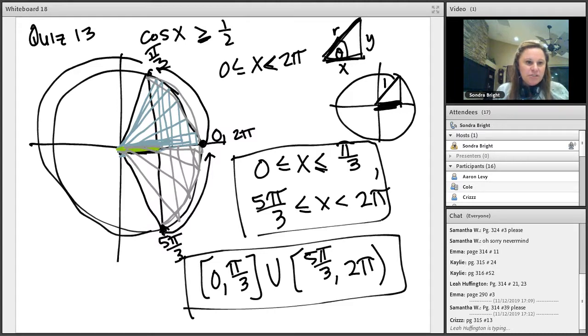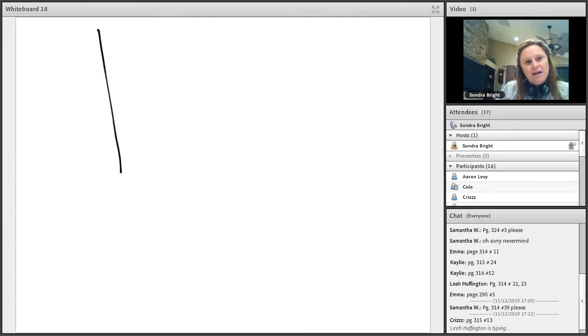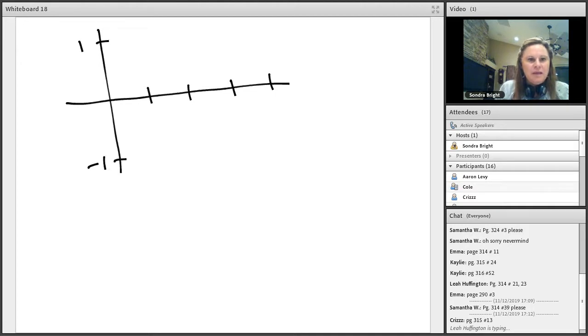Another way you can do it too, which I personally like better, but most students like the other way better, is if you graph cosine. Cosine goes from 1 down to -1, and you start here and then you go to 0 and then down to -1 and back up to 0 and then up to 1. So cosine looks like this.